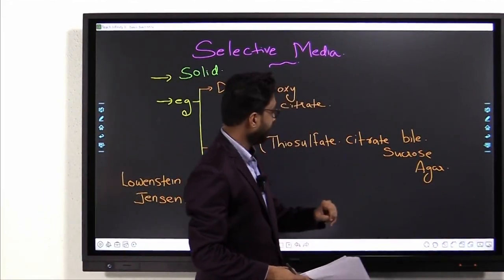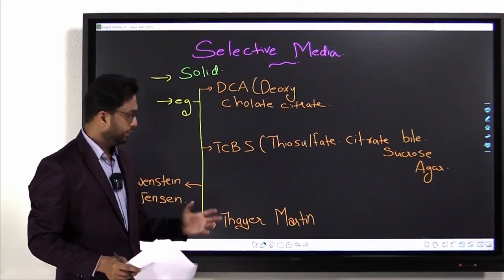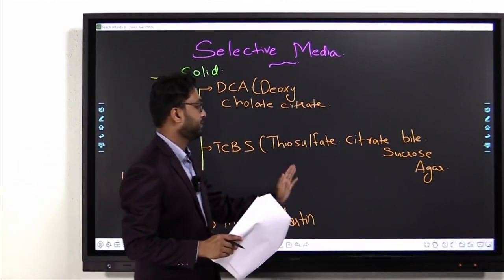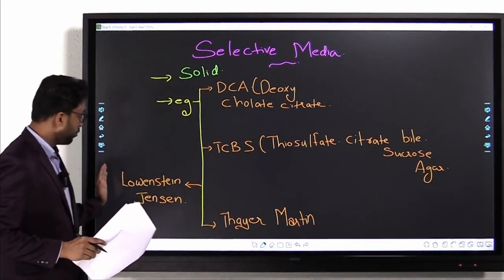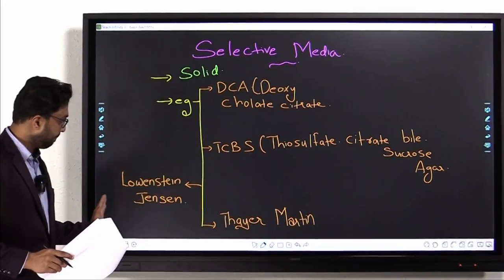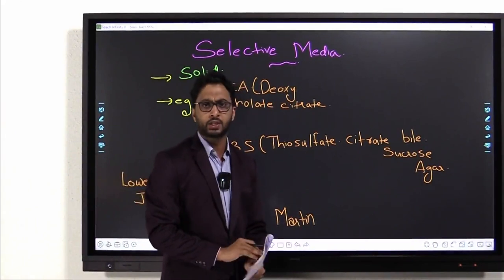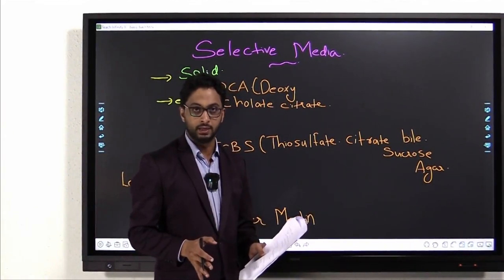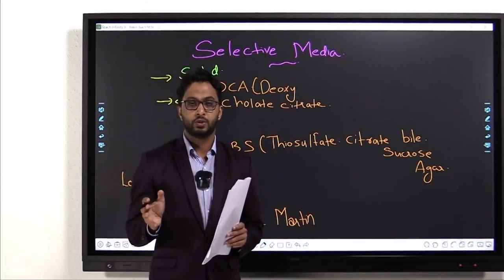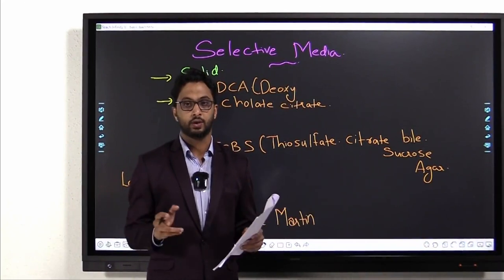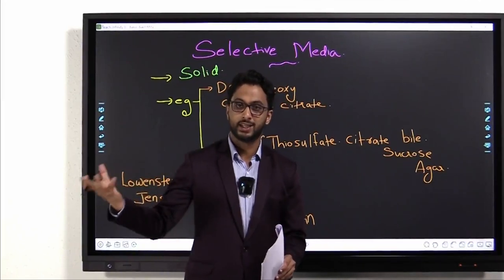It's not easy. You have to revise it. It will not, like other concepts, go inside easily. The only way is to revise them. So it's thiosulfate, citrate, bile, sucrose, agar. Okay. Thayer-Martin media, and one more, Lowenstein-Jensen media. Something is coming, and then slowly it will come. In exam also this will happen. It will not come all of a sudden. There will be confusions, but you have to wait. In exam, I've seen students see a question, they don't remember exactly, they get confused and they forget it. Instead, give some time, a few seconds, so that it comes to your mind.